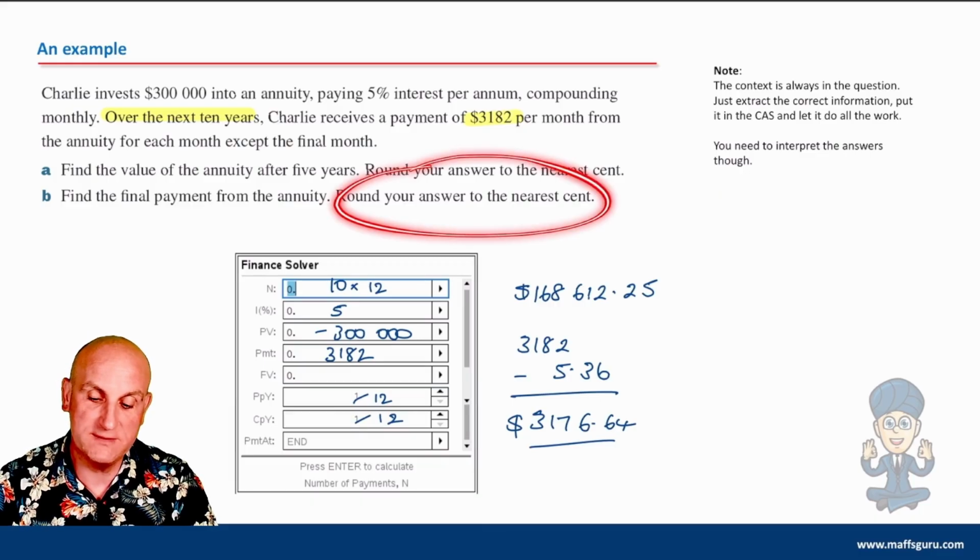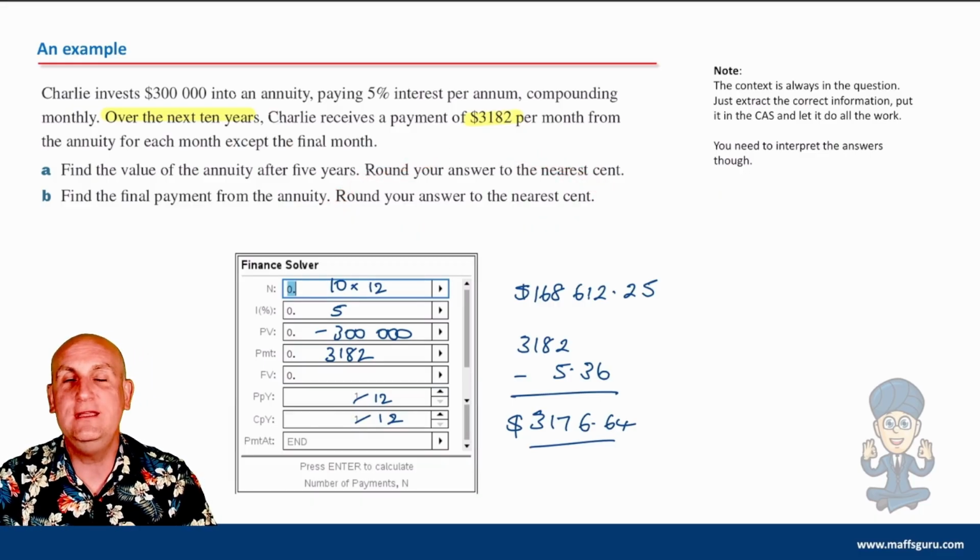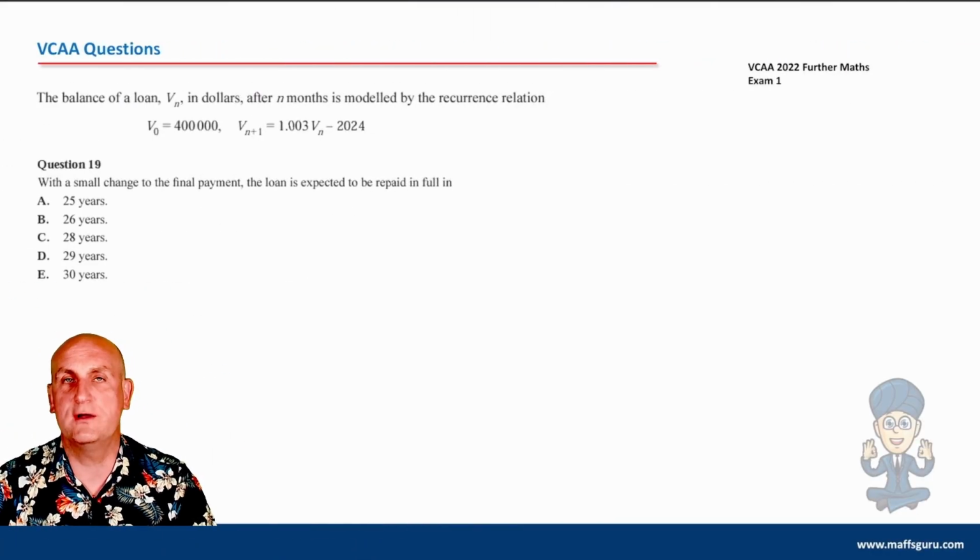And although many of them say round to the nearest cent, I can guarantee you somewhere it will say round to the nearest dollar. Why? Because you'll get tricked and you'll lose a mark. Right, so here's some VCAA questions.